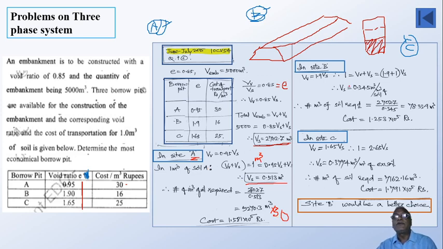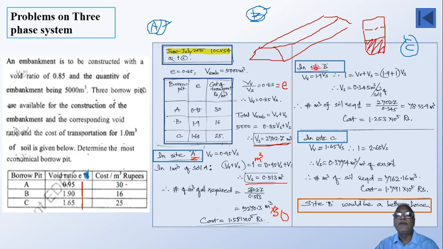On the same lines, if I go to site B now, a similar analysis we shall do here. The void ratio is given to be 1.9. Because of that, volume of voids over volume of solids equals e, so Vv will be equal to 1.9 Vs. And again, for 1 meter cube, it will be equal to Vv plus Vs. From this, Vs comes out to be 0.345 meter cube. This is the volume of solids per meter cube of soil of site B.